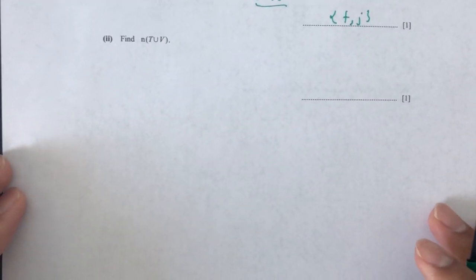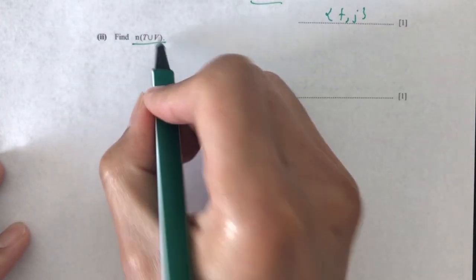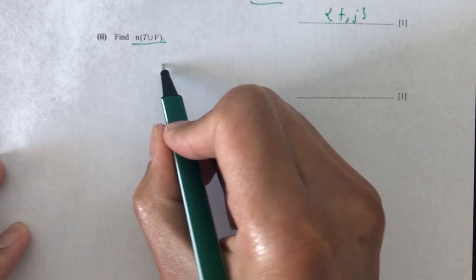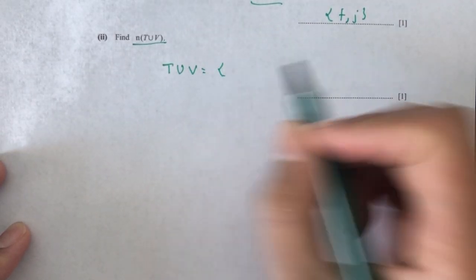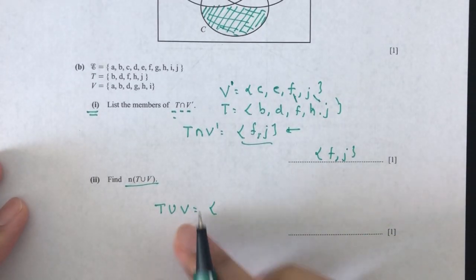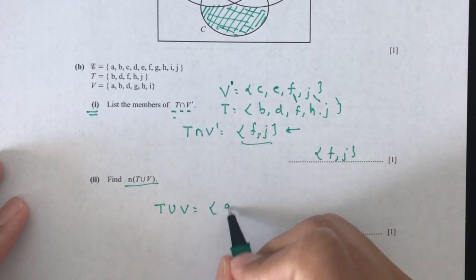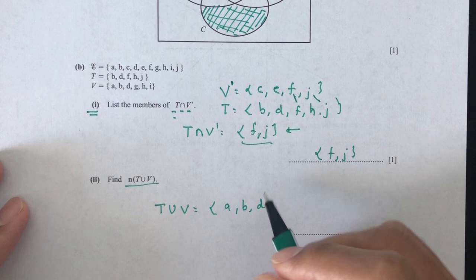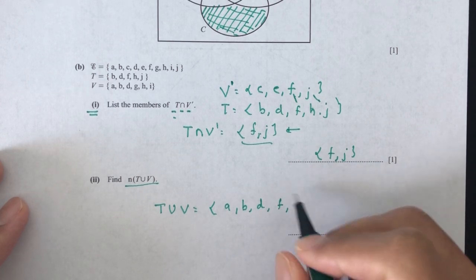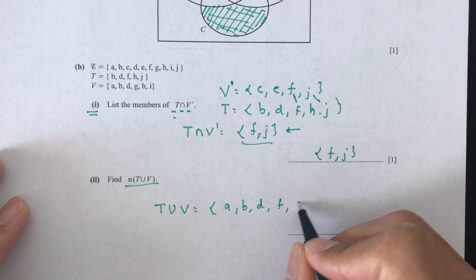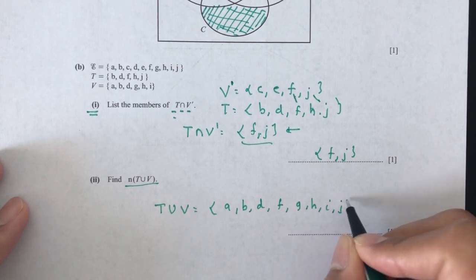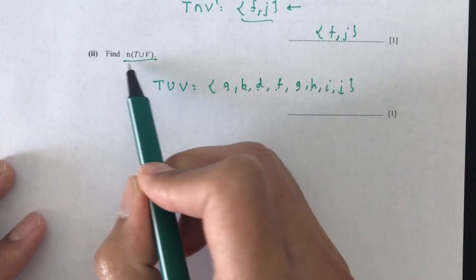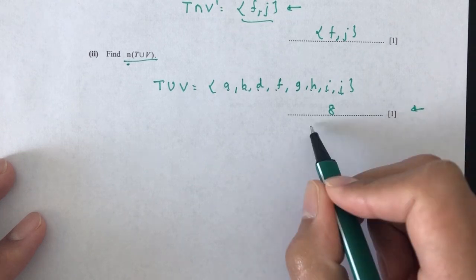So now moving on to part two, find the number of T union V. So we first need to find the set T union V. So let's find what we have in this set. So we have A, B, D, F, G, H, I, J. So now we have to count. We have 1, 2, 3, 4, 5, 6, 7, 8. So the number is 8. That is your answer for part 2.